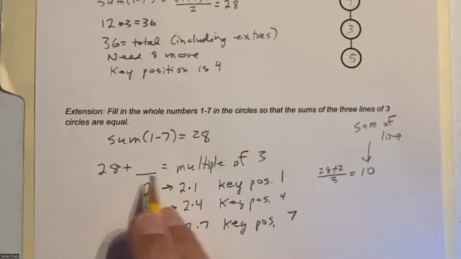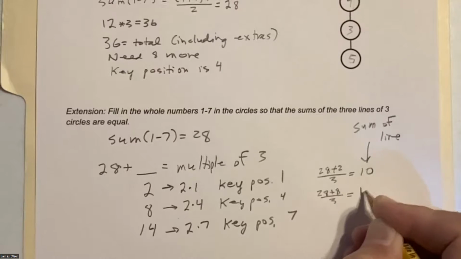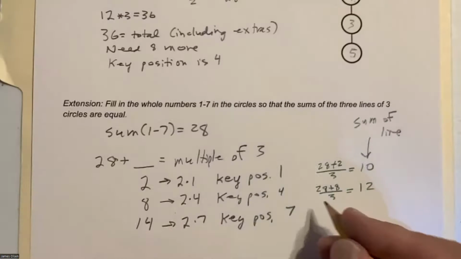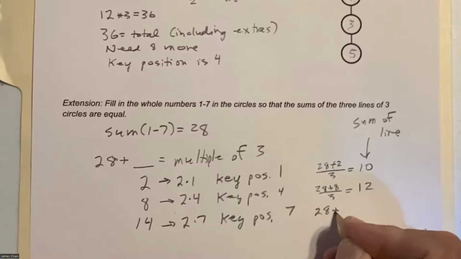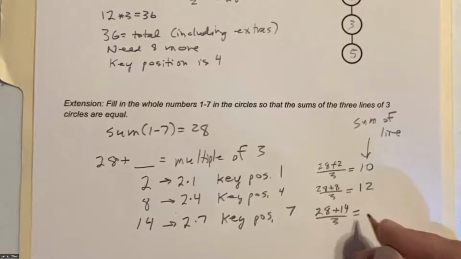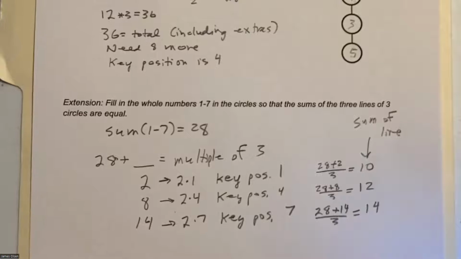Similarly, if I add 8 on here, 28 and 8 is 36, divided by 3 is 12, and that's what we did up here. If I put 14 in here, 28 plus 14 is 42. 42 divided by 3 is 14, and the sum of the line is going to be 14.